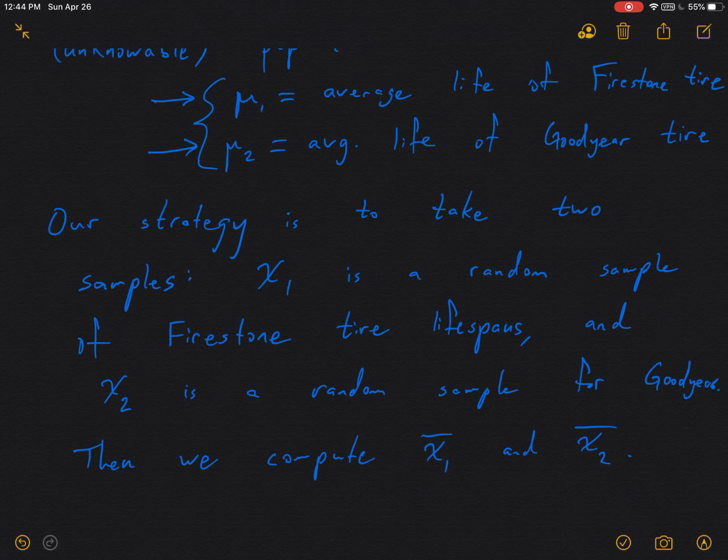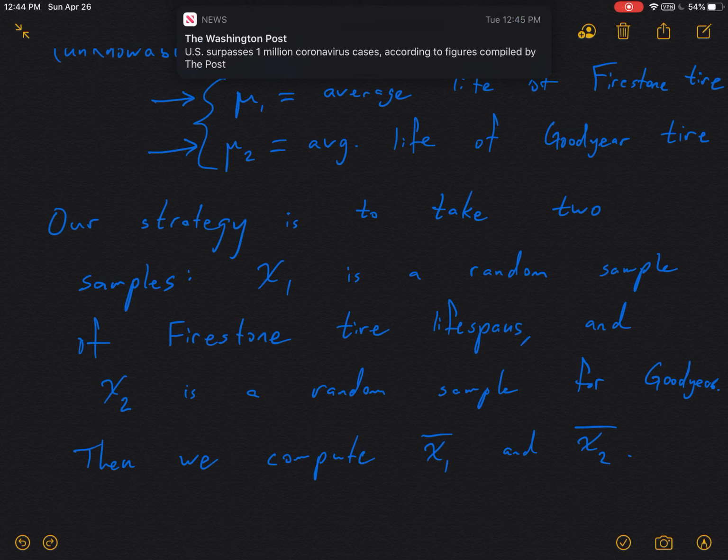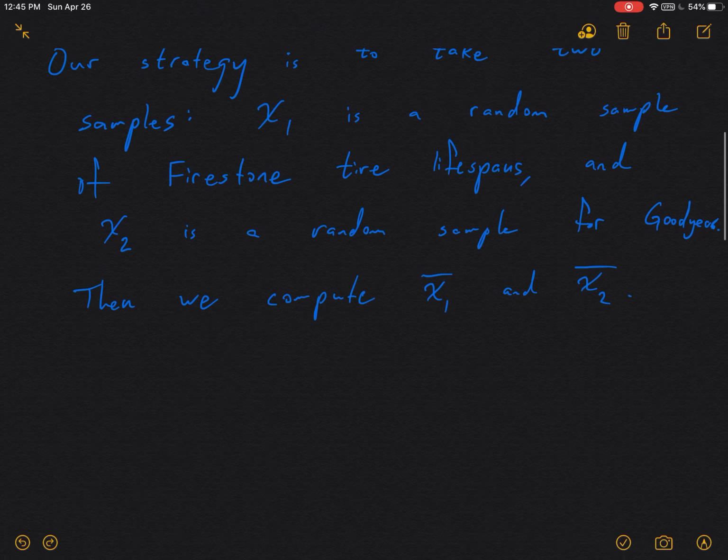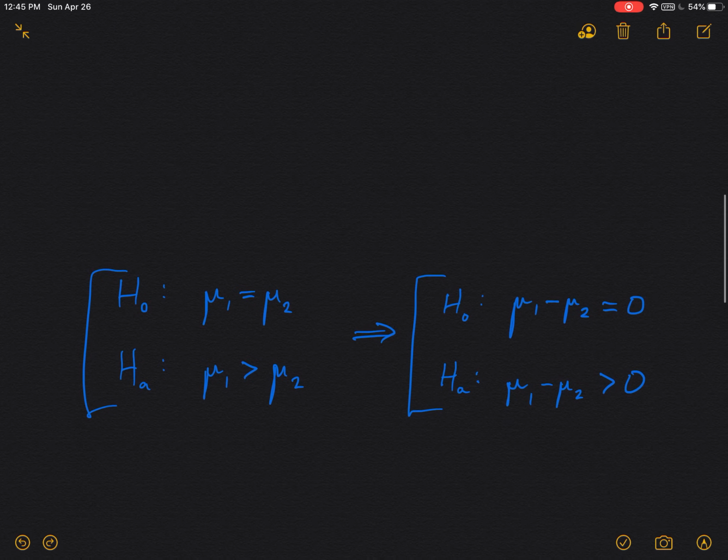One of them, X1, will be a random sample of Firestone tire lifespans, and then X2 will be our sample for Goodyear tire lifespans. And then we'll compute the average for each of those samples. So X1 is our sample for Firestone tires, and X1 bar would be its mean. So this is the mean life of a Firestone tire, at least for our sample. And then X2 bar will be the mean life for a Goodyear tire, according to our sample. So those are the two sample means that we get.